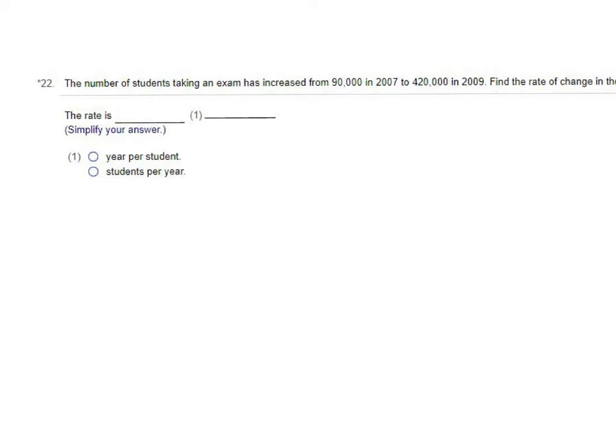All right, number 22, the number of students taking an exam has increased from 90,000 in 2007 to 420,000 in 2009. And so first thing I need to do is write my ordered pairs. Since I have a measurement of time, and then the other measurement is the number of people, I know that my x or independent variable is going to be the amount of time, and then the dependent variable is going to be the number of students. And I have two ordered pairs here.